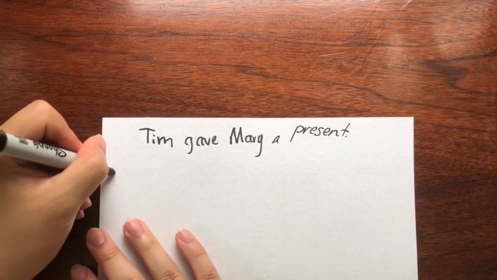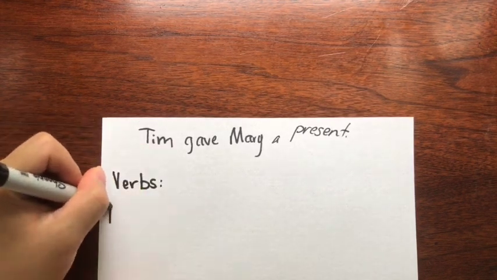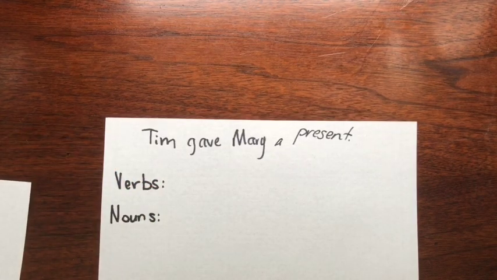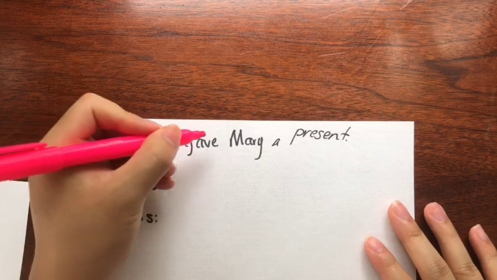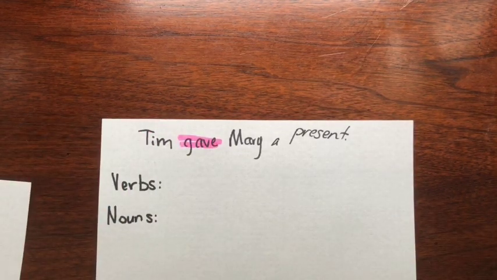Let's identify the verbs and the nouns. What is the verb in this sentence? What is the action? The verb, or the action word, is gave.